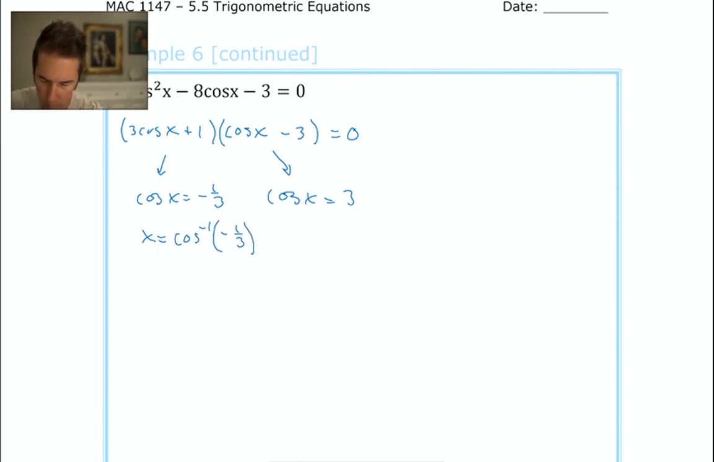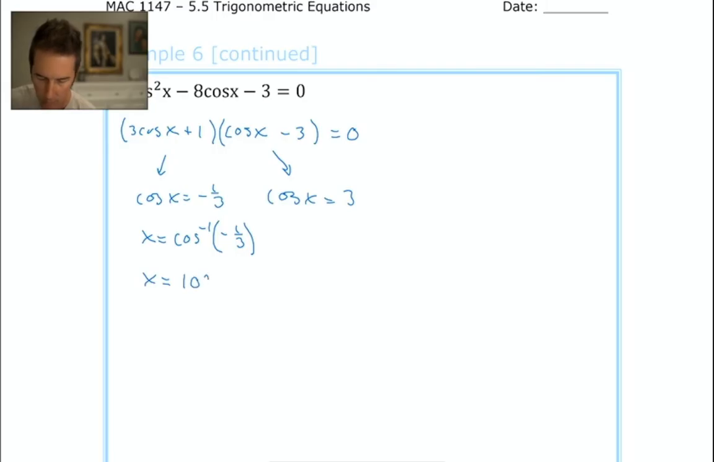I'm probably going to lose my screen here in a second. So x is equal to, let's do this in degrees, just because they're a little bit more friendly. Let's see, mode, come down to degrees, quit out of there, and I'm going to do inverse cosine of negative 1/3 equals, and I got 109.47 degrees. So that's definitely into the second quadrant. And again, I got 109.47.